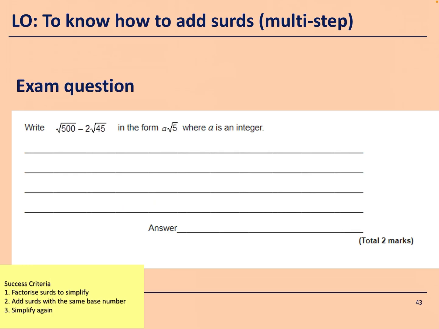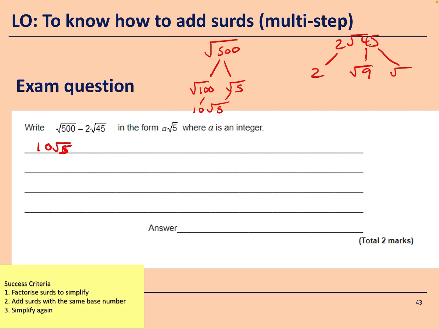Okay, I'm going to show you how to do this question. So we're going to do the same steps that we did before. Simplify it, and what I get is this. Okay, so root 500 can be rewritten as 10 root 5, and we're going to do the same thing for 2 root 45. And that can be rewritten as negative 6 root 5.